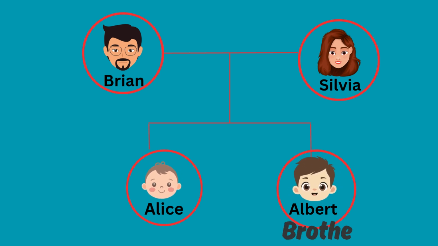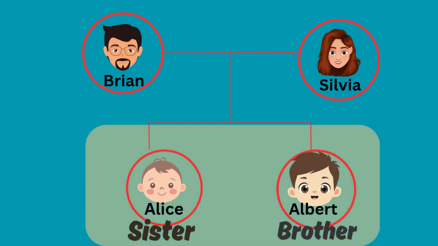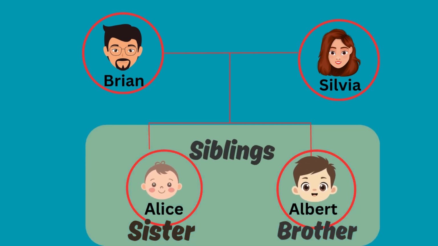Albert is Alice's brother. Alice is Albert's sister. Alice and Albert are siblings.